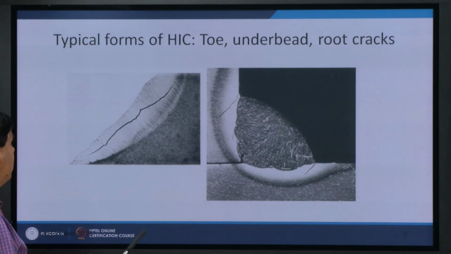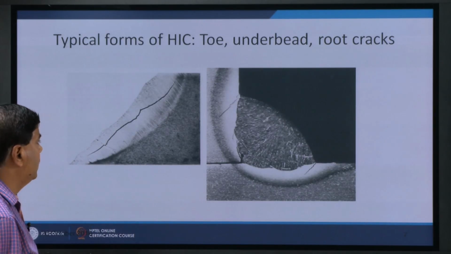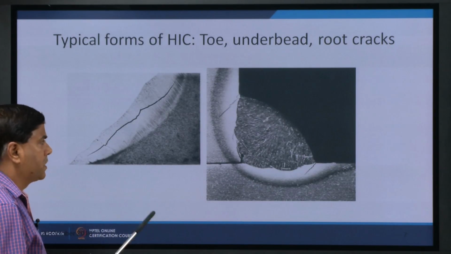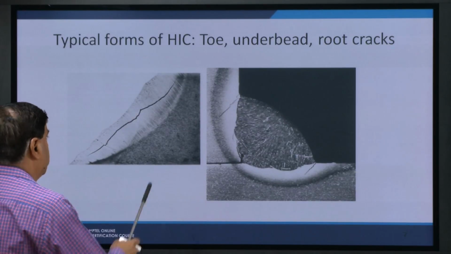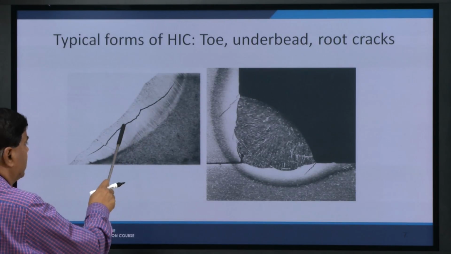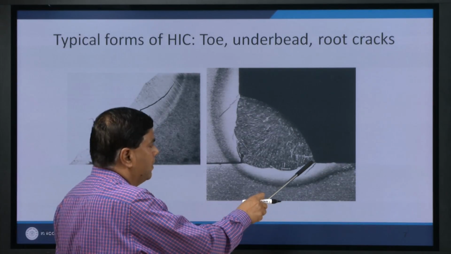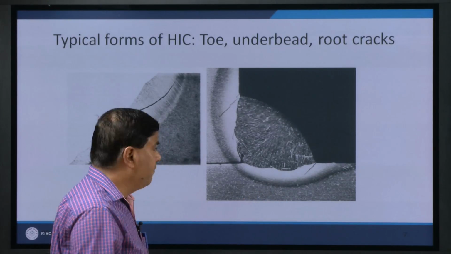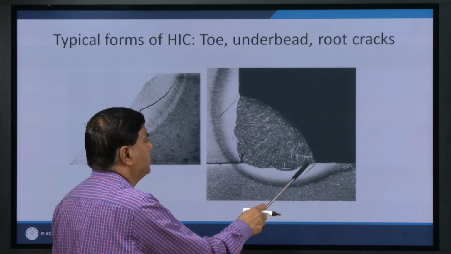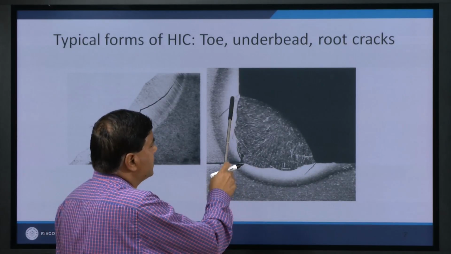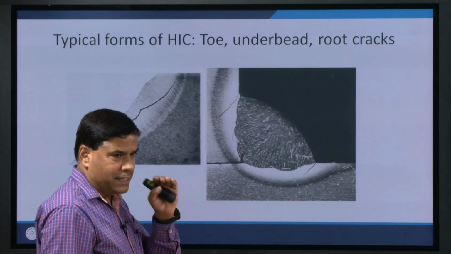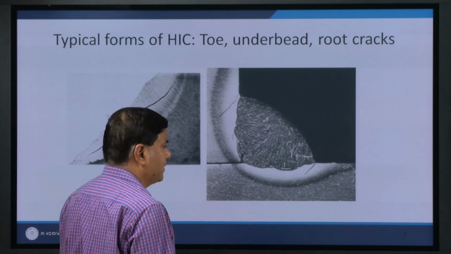So, these are the typical diagrams or photographs showing the hydrogen induced cracks in the weld as well as in the heat affected zone. If the weld is sensitive to cracks, then it will have the cracks, and this is the crack in the toe region of the heat affected zone. The toe experiences stress concentration and tensile residual stresses.